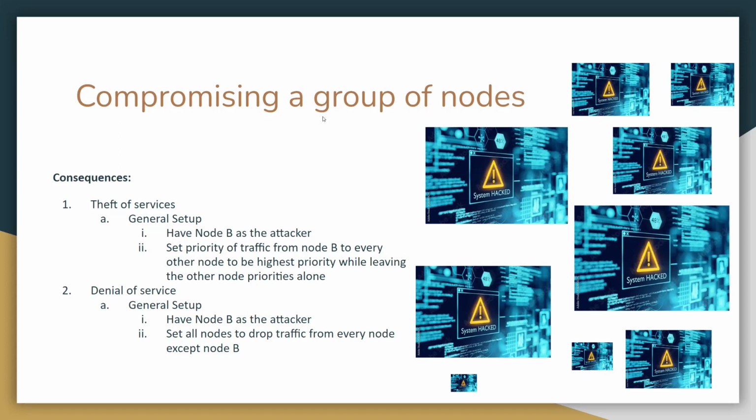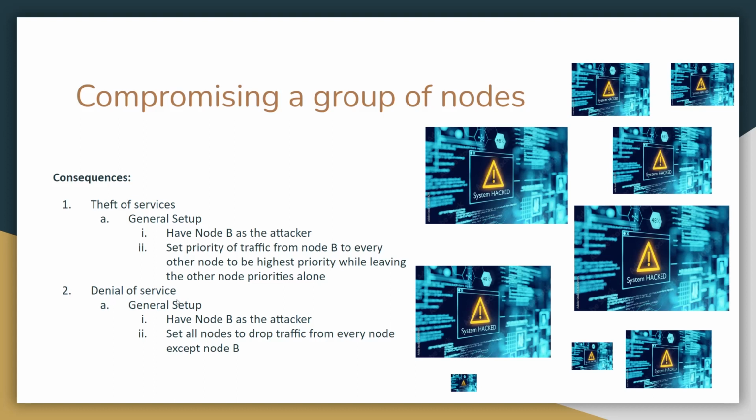For our third group of attacks, we have compromising a group of nodes, and the consequences of this attack concern a theft of services and a denial of service. The general setup of the theft of services portion would have node B as an attacking node, and then we'd set the priority of traffic from node B to every other node to be the highest priority while leaving the other node priorities alone, somewhat similar to the last attack.